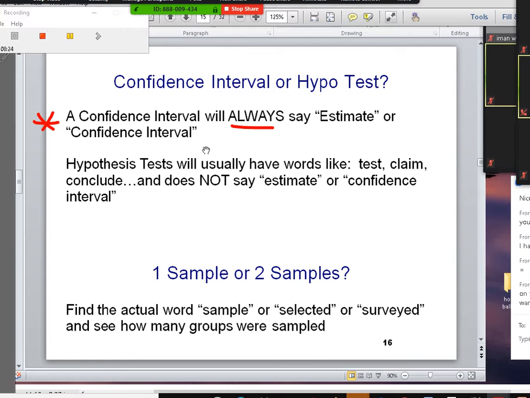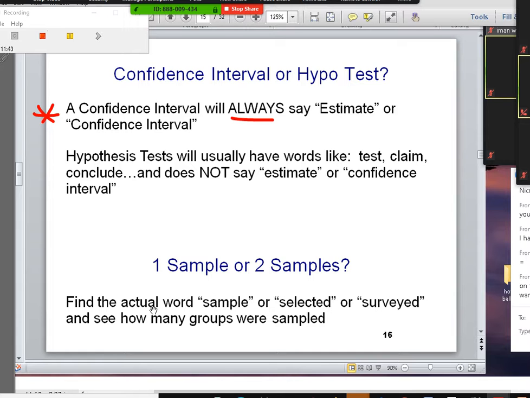So a confidence interval problem will always say estimate or confidence interval, always. So if it says estimate or confidence interval, it's a confidence interval. If it doesn't, it's almost definitely a hypothesis test. If it doesn't, it's a hypothesis test. Also, hypothesis tests will have words like claim, test, and conclude. Okay, so that's kind of how you tell them apart.